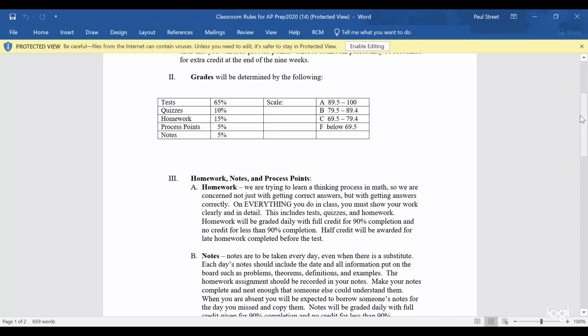On the left side, you can see the tests count a ton, and there will be quizzes, homework, process points, and notes. So I'll get to tests eventually. I know that's the part that usually gets people's heart thumping a little bit. I'll talk about that more in a minute. I'm going to work my way from the bottom up. So let's first talk about the notes part.